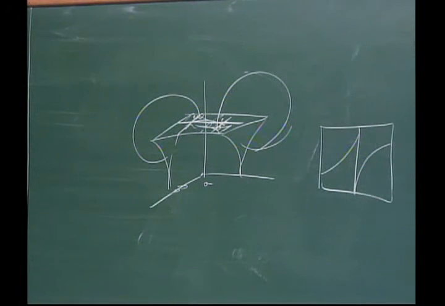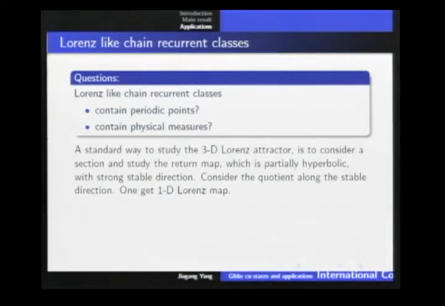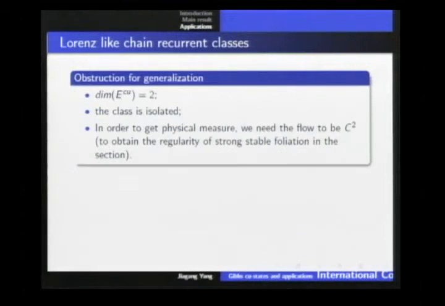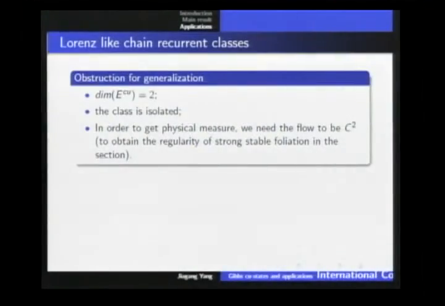So the obstruction for generalization: Shaobo Gan, Shi, and Lan Wen proved the existence of Lorenz-like chain recurrent classes in any dimension, but the argument now is only for the two-dimensional case, not the higher-dimensional case. So the obstruction for generalization is, first, we need the CU direction to be two-dimensional. You quotient out the stable direction, you get a section, and on the section you quotient out the stable direction to get a one-dimensional map. That's the first obstruction. And the second obstruction, the class should be isolated. I don't know why. Many people confirmed to me it should be isolated, I don't know. But anyway, it's okay. We solve this problem.